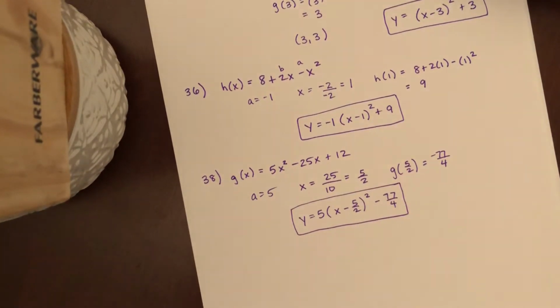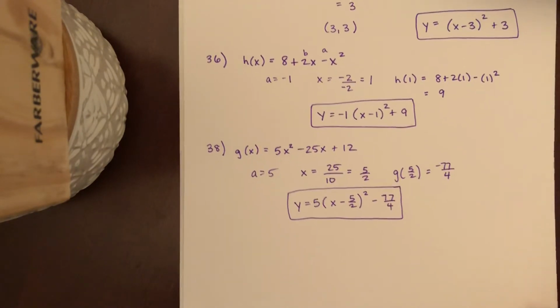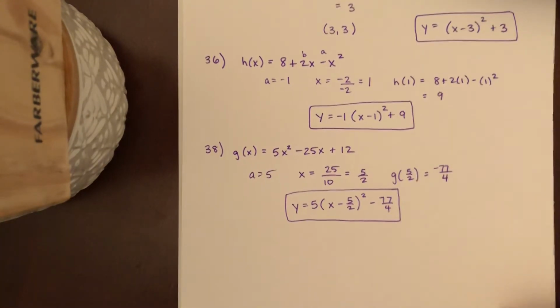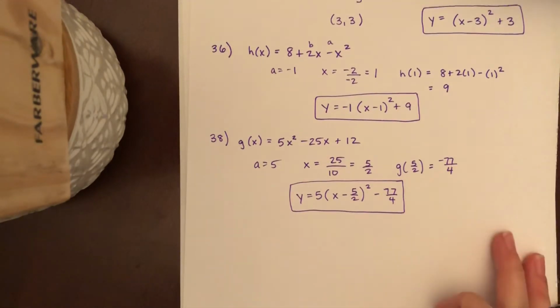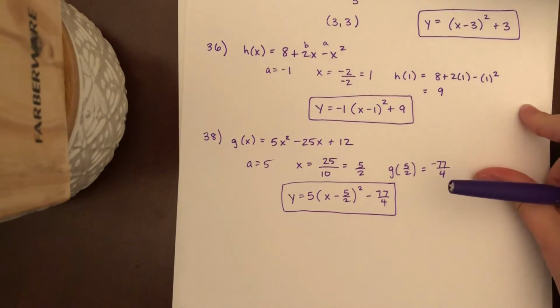And that is that. So like I said, completing the square is a good method to know, but I do want to at least give you some other options just to make sure that you get it. The other two questions I'd like to go over with vertex form are number 43 and number 44.